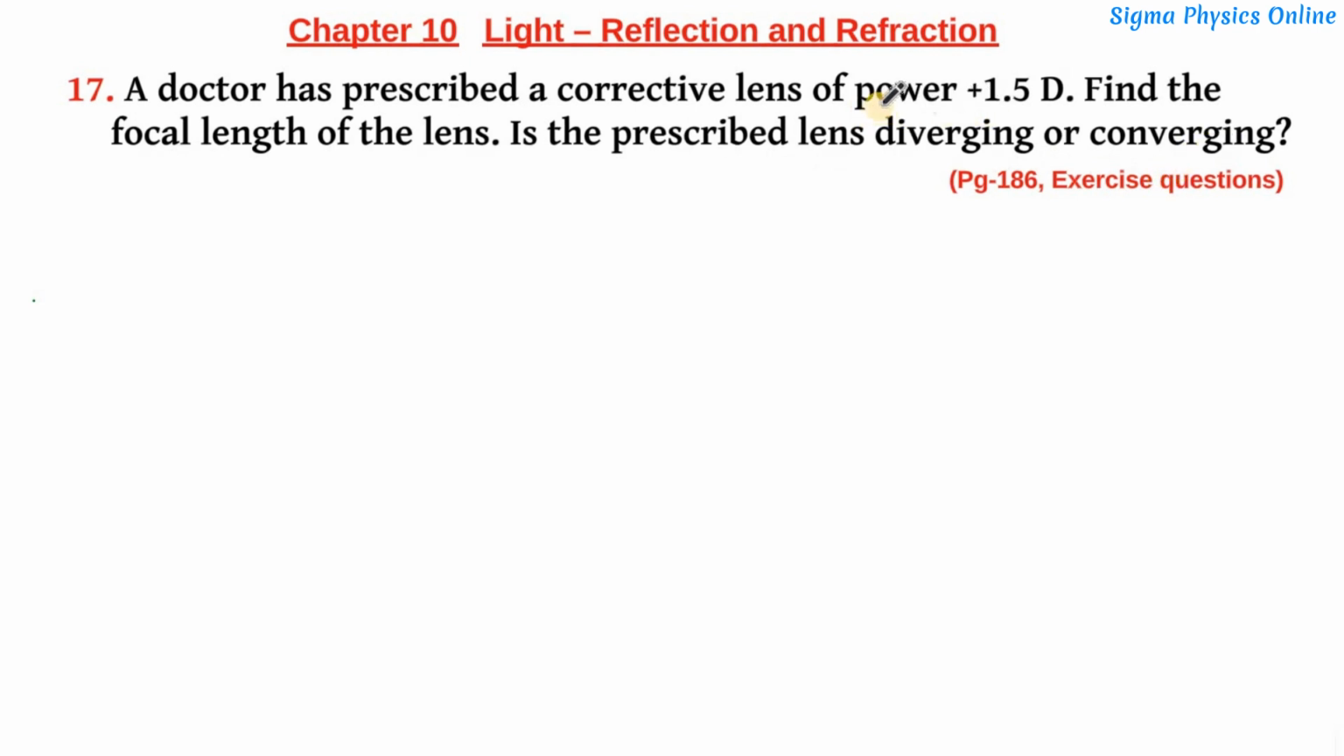So here we have been given a lens whose power is plus 1.5 diopter, and using this value we have to find out the focal length of this lens, and also we have to identify whether this lens is diverging or converging. Now to find the focal length of this lens, we'll use the formula: power is equal to the reciprocal of focal length expressed in meters. So if we take the focal length to the numerator, the focal length, in meters, will be the reciprocal of the power of the lens.